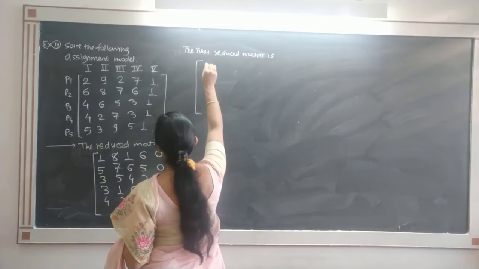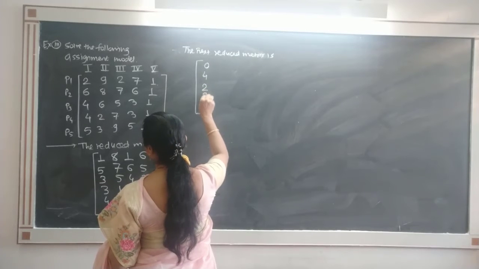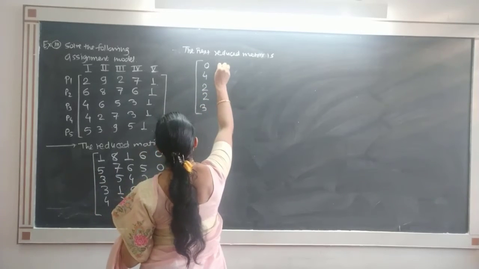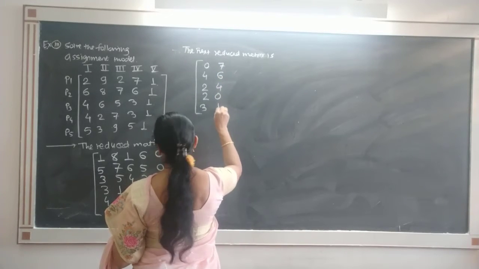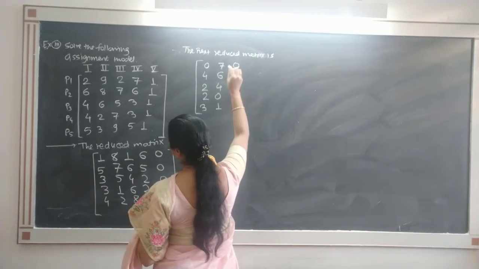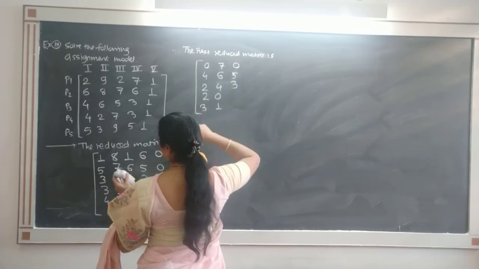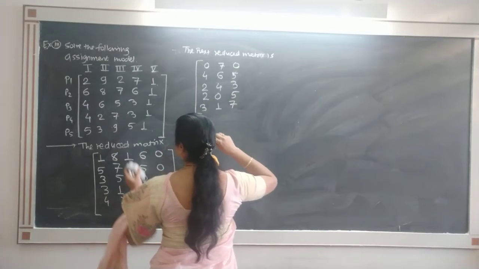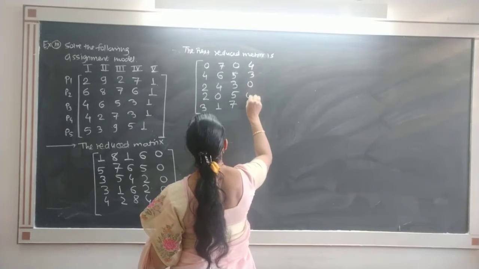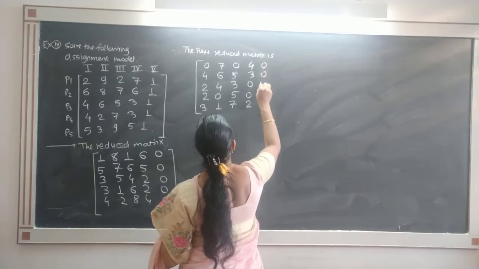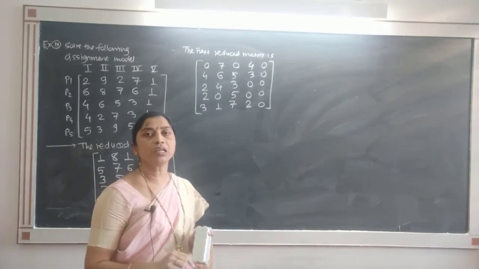From first column the smallest is 1. So subtracting 1 remains 0, 4, 2, 2, 3. Second column smallest is 1. So subtract 1, 7, 6, 4, 0, 1. Smallest is 1 in the third column. So subtract 1, 0, 5, 3, 5, 7. Smallest is 2 in the next column. So subtract 2, 4, 3, 0, 0, 2 and the last column is totally 0. Observe that each row and each column contains 0.